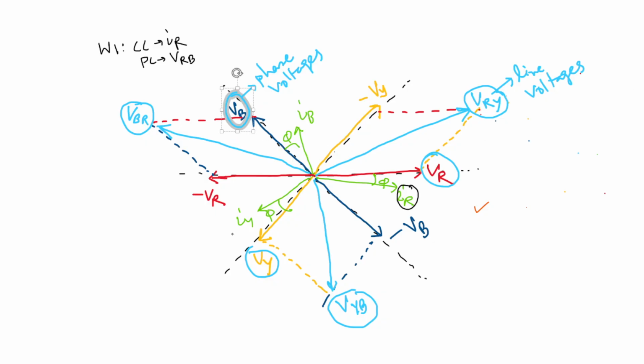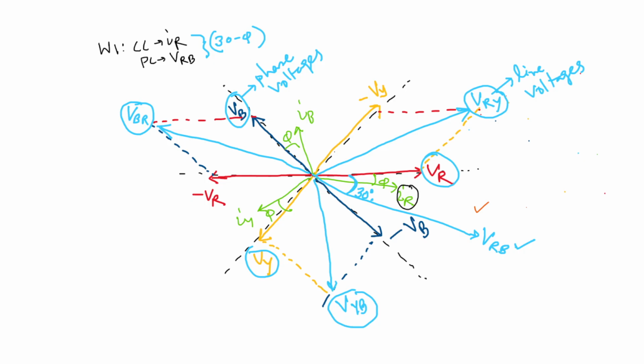So where is VRB here? VRB is this. Actually, this is not VRB, this is VBR. So if you produce it in the negative direction, it becomes VRB. So this is VBR, and if you produce it in the negative direction, it will become VRB. So the angle between the VR phasor and VRB is 30 degree. So the angle between VRB and IR is nothing but 30 minus phi.